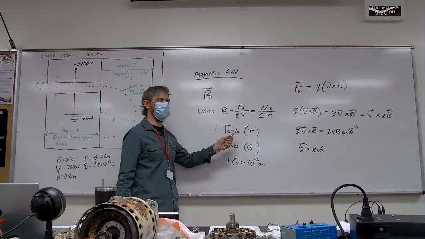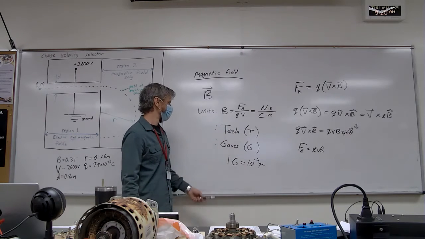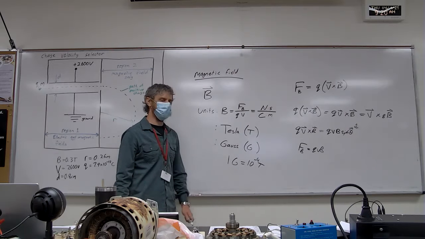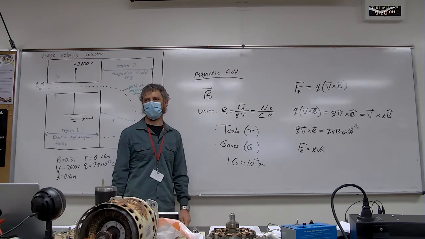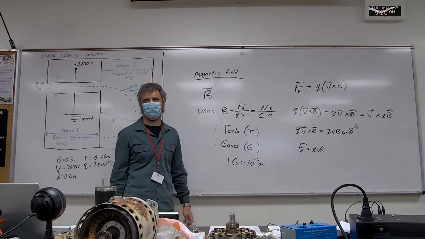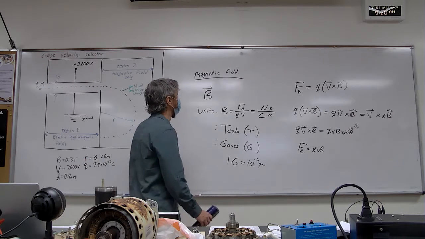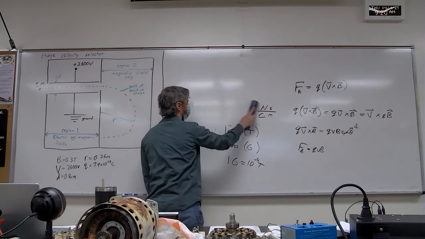Again, 1 Tesla is a very large magnetic field. 1 Gauss is 10 to the negative 4th Tesla. The magnetic field of the Earth is typically about half a Gauss. Okay, so it's pretty small. Pretty small. All right.